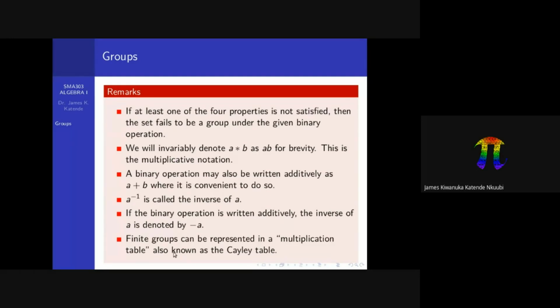So if you have a finite group, if the number of elements in the group is finite and it's a small number of elements that you can draw and fit in your book, then you can usually represent them as a multiplication table. Some books will call it the group table. And there's also another name for it, the Cayley table.